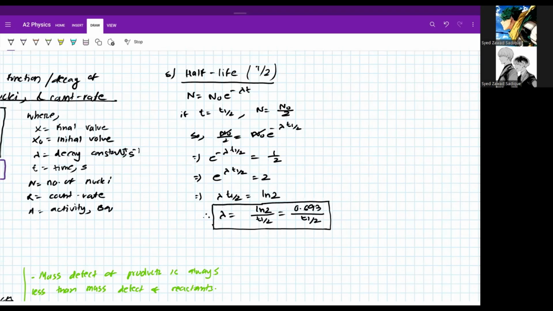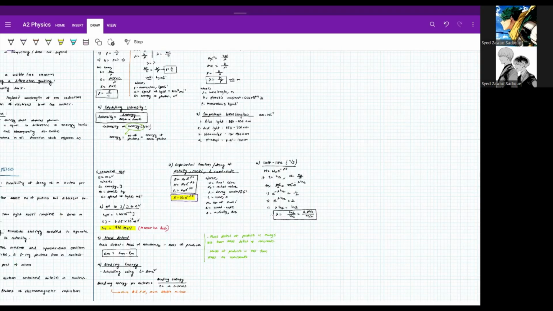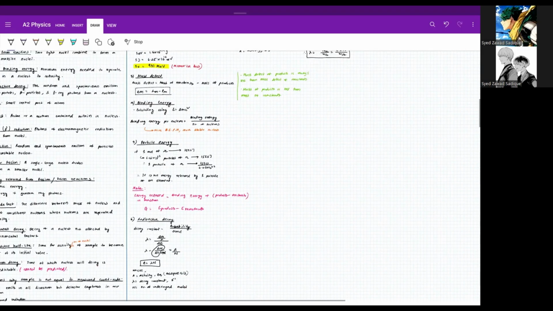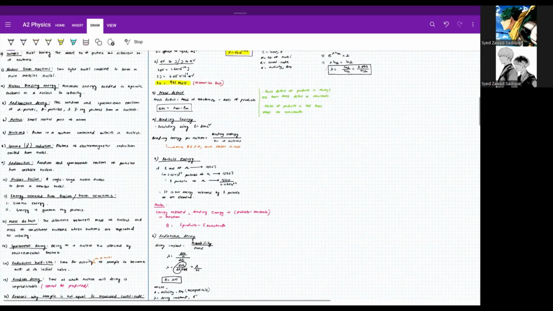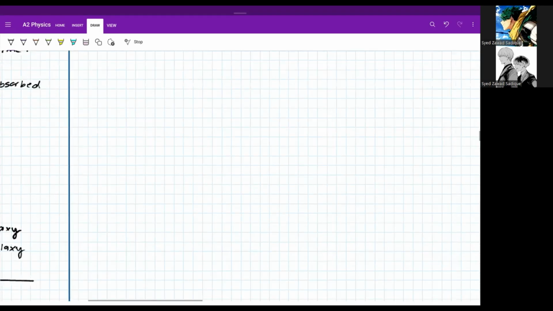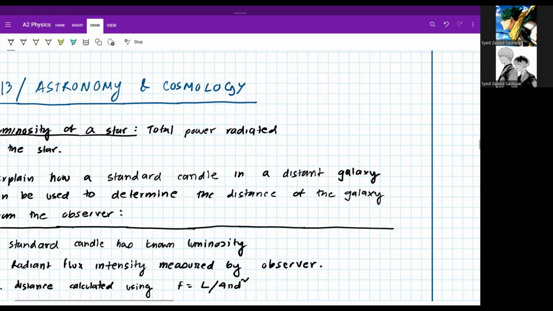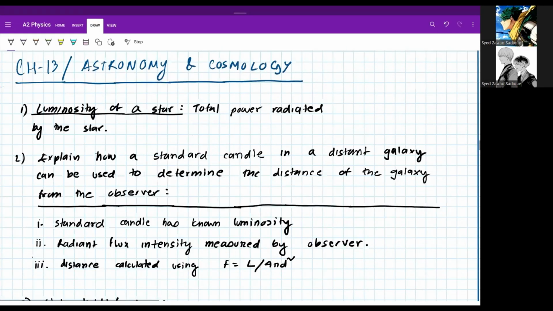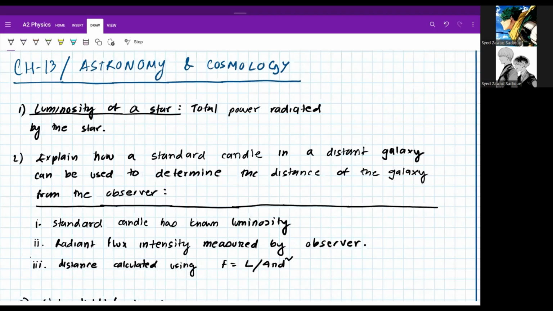Finally, we're done with our nuclear physics. Was nice. Now moving on to astronomy and cosmology. This is very new. This came after 2022, so there are not many questions, and the concept part is also very small. There's only just a few countable formulas. So, chapter 13, astronomy and cosmology.